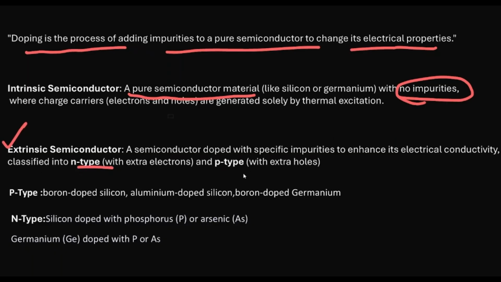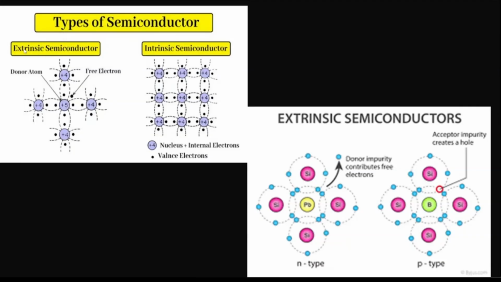One is N-type and another one is P-type. If they're doped with extra electrons, we say it's N-type, and if it's doped with extra holes, then we say it is P-type. The common examples of dopants are boron, aluminum, phosphorus, and arsenic, when they're doped with silicon or germanium. So right now we have just seen what extrinsic and intrinsic semiconductors are.